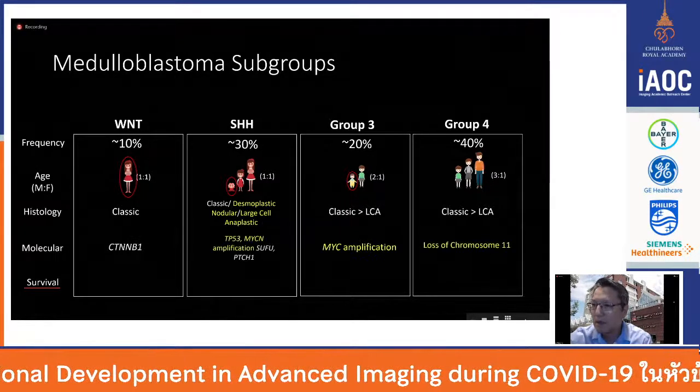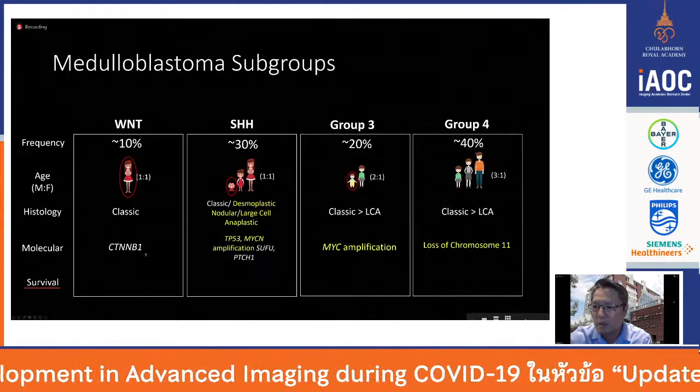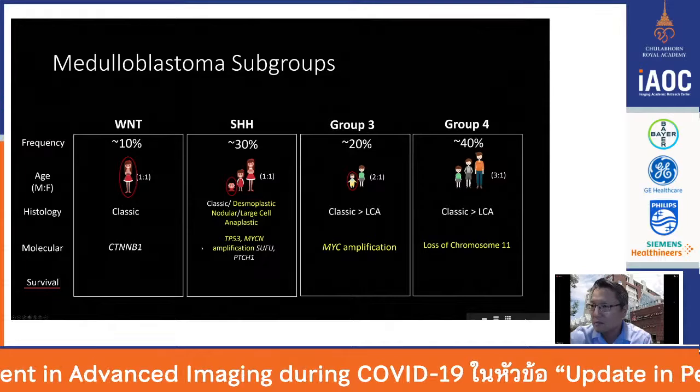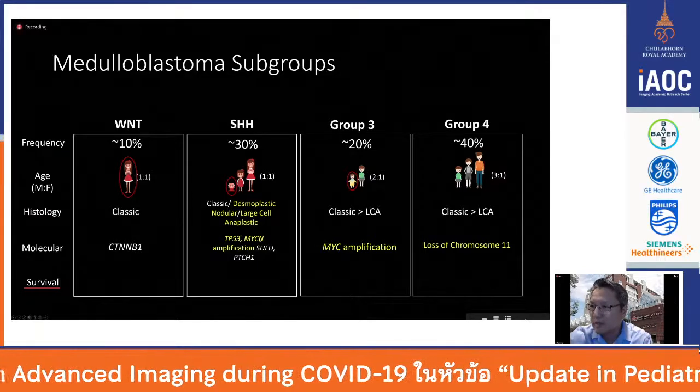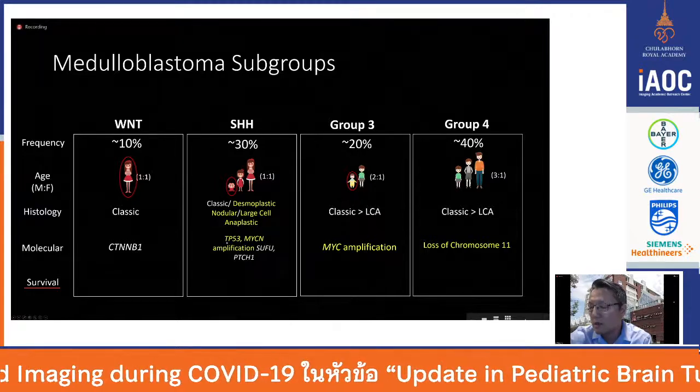Some of the key molecular changes or genetic changes for WNT is a mutation in CTNNB1. You can have multiple different types of mutations in SHH. One of the most important ones is TP53.